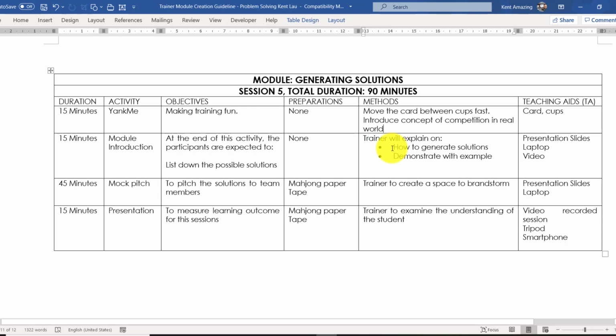Now, how to generate solutions? We use diagrams, illustrated in a presentation slide, and then you can list out possible solutions. Not just one possible solution. Then you use that for a mock pitch. 45 minutes, divided into 3 to 4 teams, and they have to pitch the solutions. At this stage, we are not yet selecting the solutions. That will be explained next.